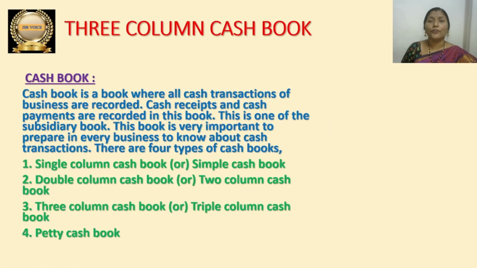First of all, before learning how to prepare a 3-column cash book, you should know what a cash book actually is. A cash book is one kind of subsidiary book. There are 8 subsidiary books, and the cash book is one of them. In the cash book we record all cash transactions. In every business there will be many cash transactions. In some transactions, cash may come into the business, and in other transactions, cash may go out of the business.